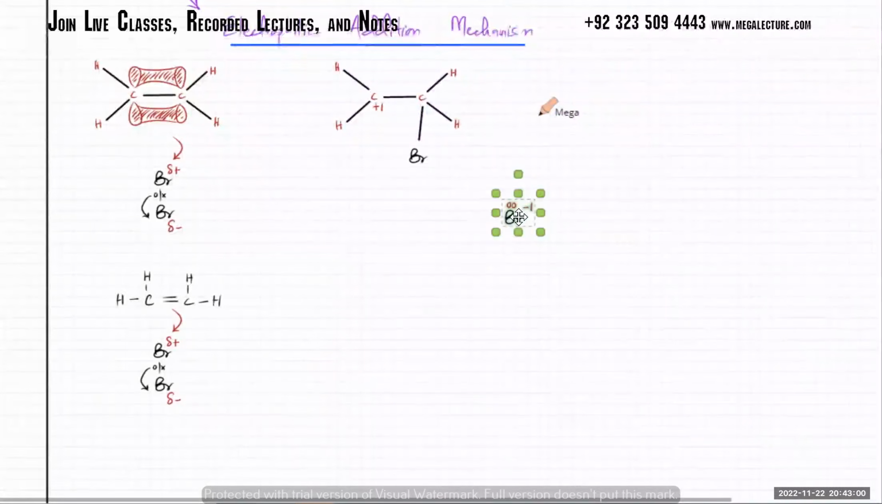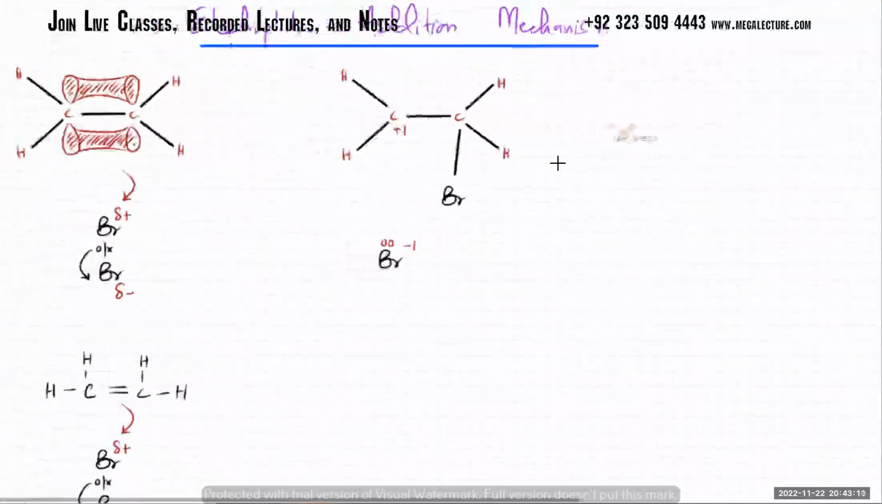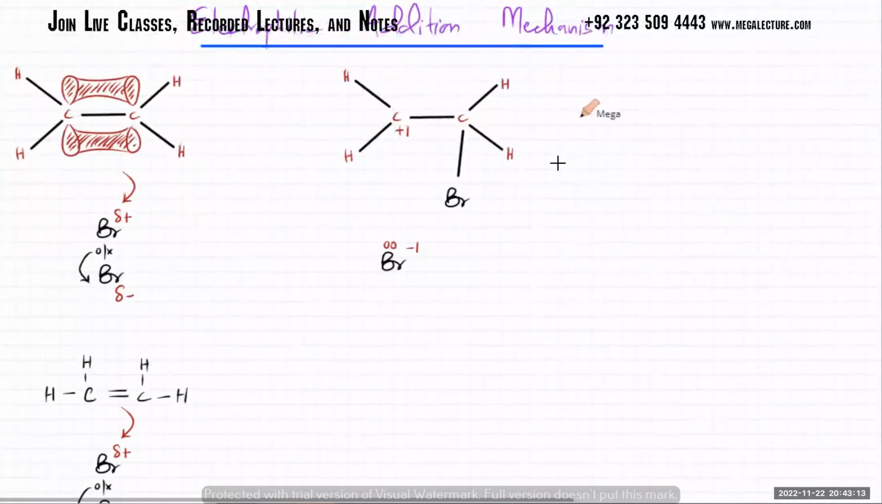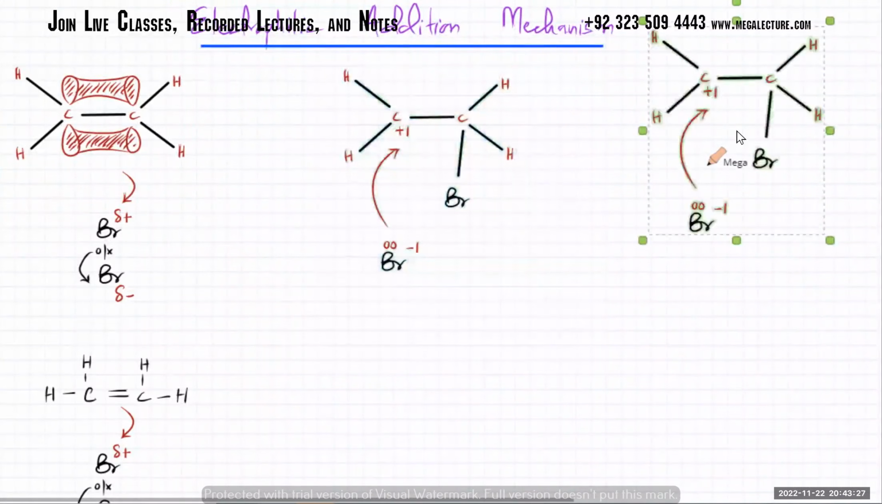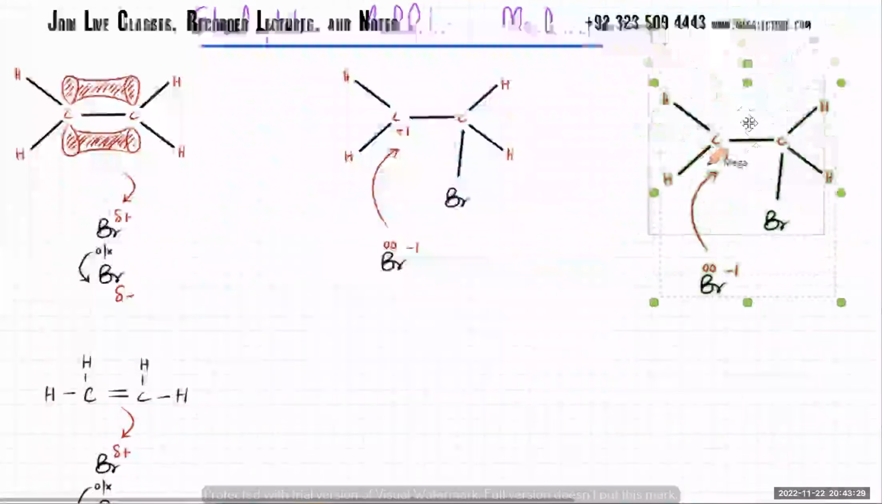Okay, so what will the next part be? Now the Br -1 comes back because this is a carbocation. So the Br -1 comes back, and it is going to be attracted to this carbon that is positively charged, and you'll eventually get your product. What is going to be your product?